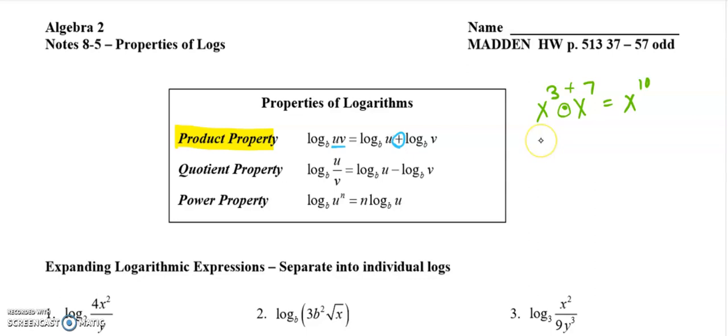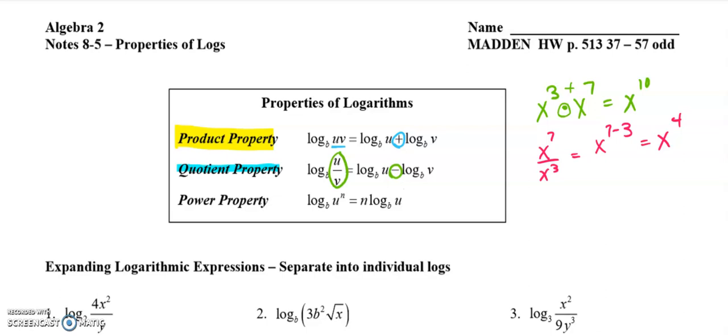Then what if we had something like x to the seventh divided by x to the third? We subtract the exponents in that case. Same idea with the quotient property. With the quotient property, when we have division, we can split that log up into two separate logs using subtraction, just like we do with exponents.